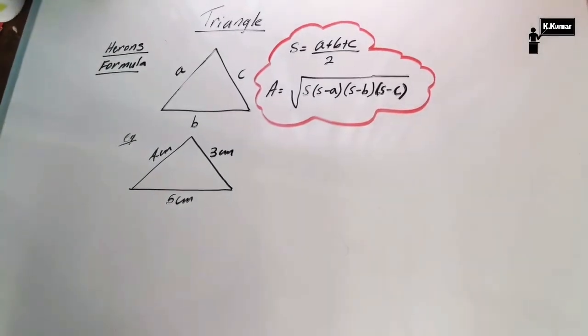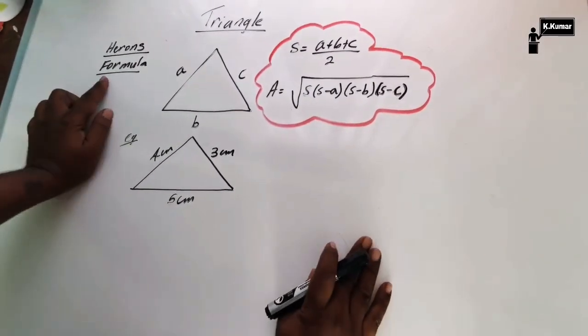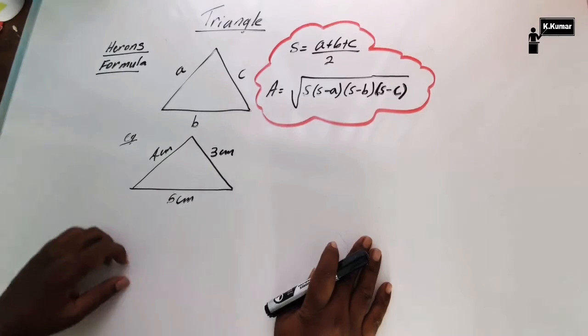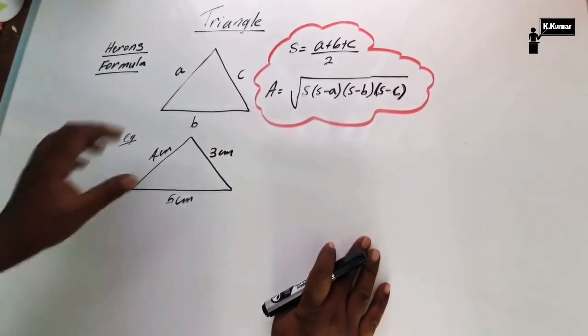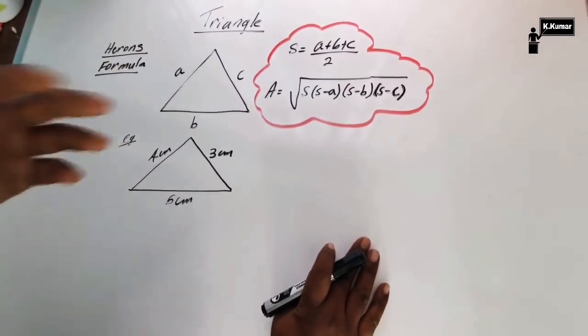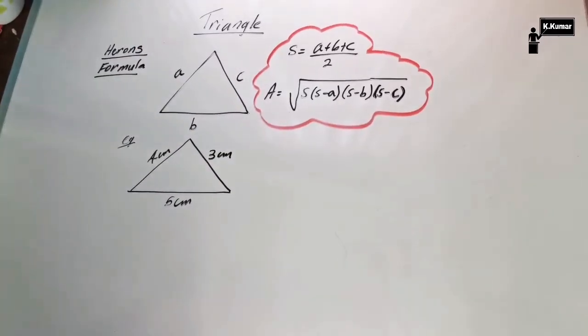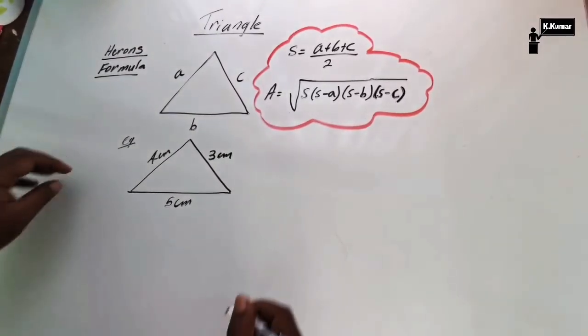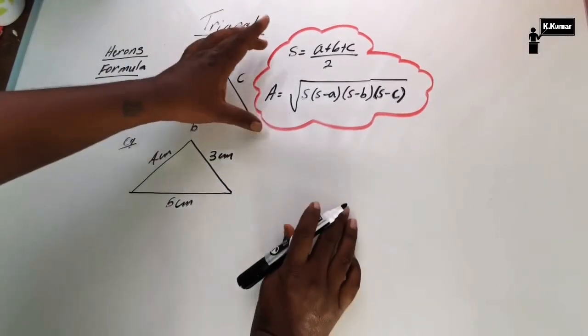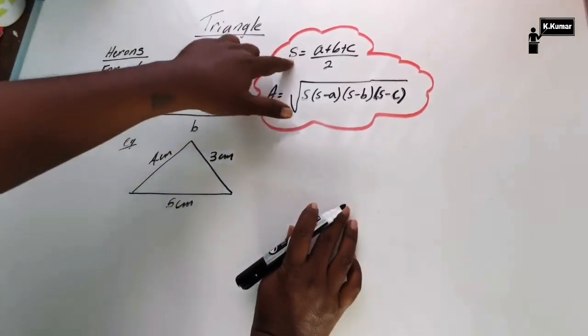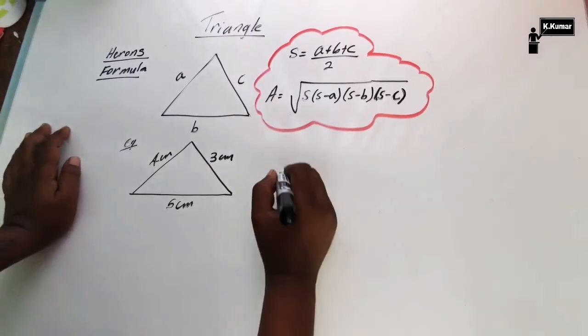So the second formula to find the area of a triangle is called Heron's formula, or in some cases people would call it the semi-perimeter formula. Now in this one, notice that we're not given any height, but we're given the length of all three sides of the triangle. When we're given the length of all three sides, we could use this formula to find the area. So the first thing we have to find is what S is.